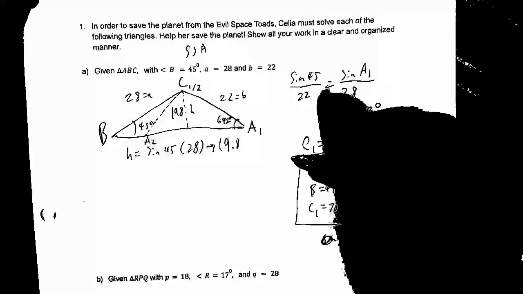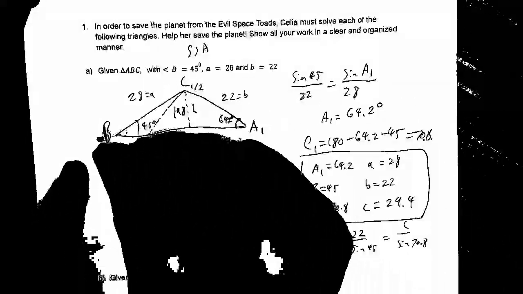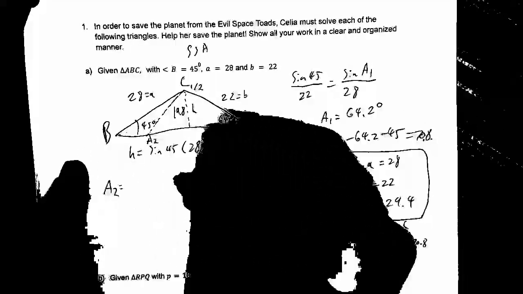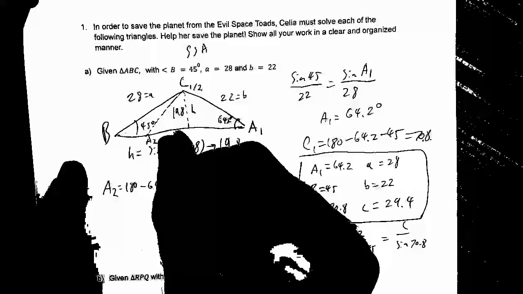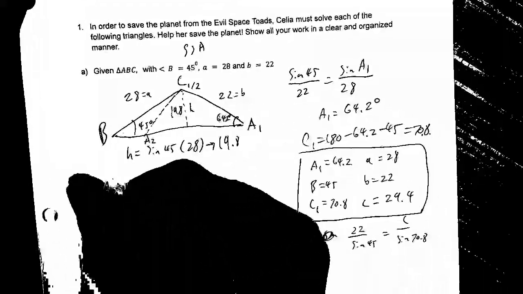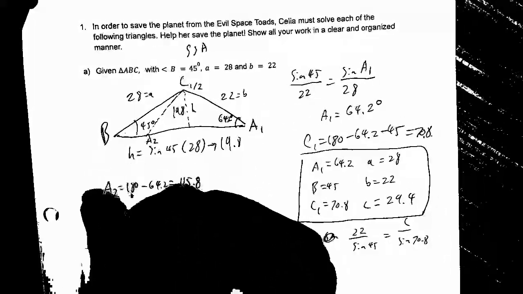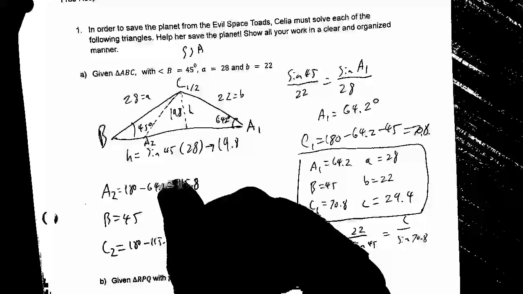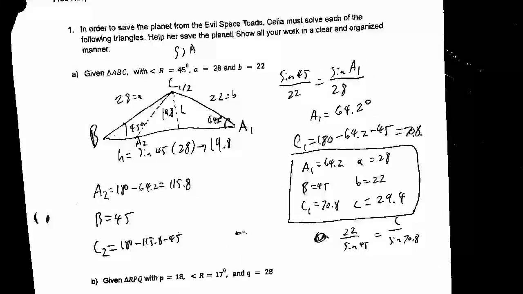Okay, then let's set up our other triangle in which we know it's an A2. That's going to be just 180 minus A1, which was 64.2, which is 115.8. Then we have B is still 45, and C2 is going to be 180 minus 115.8 minus 45, which is 19.2.